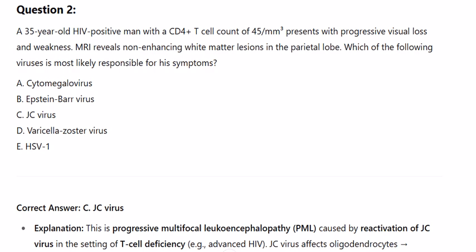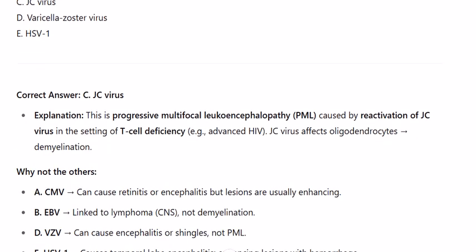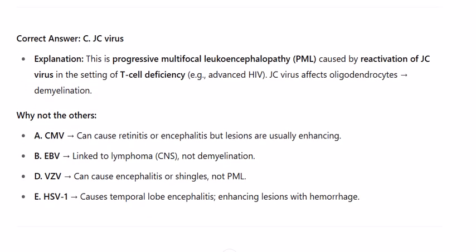A. Cytomegalovirus. B. Epstein-Barr virus. C. JC virus. D. Varicella-Zoster virus. E. HSV1. Correct answer: C. JC virus. Explanation. This is progressive multifocal leukoencephalopathy, PML, caused by reactivation of JC virus in the setting of T cell deficiency, e.g., advanced HIV. JC virus affects oligodendrocytes, causing demyelination.